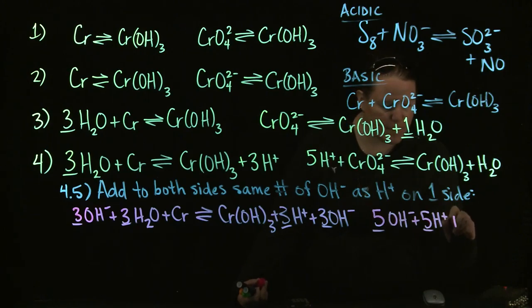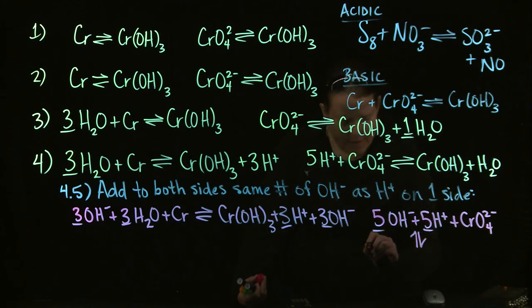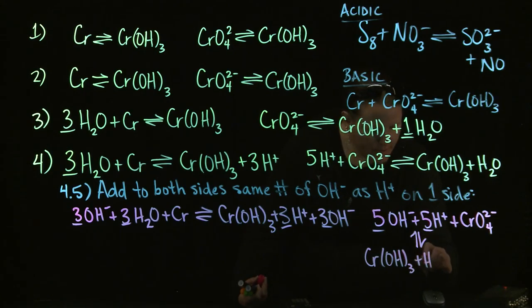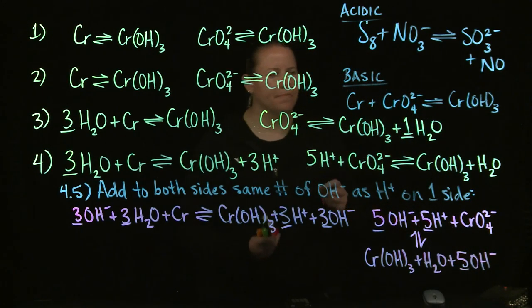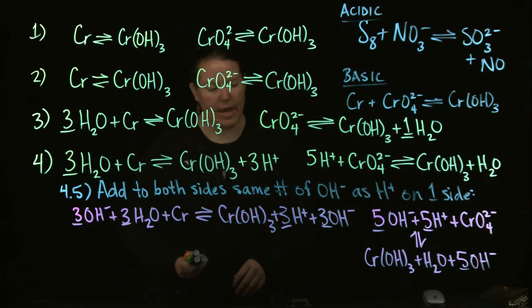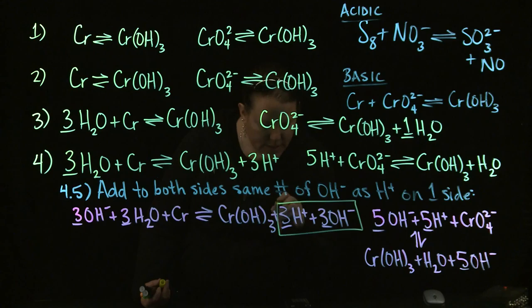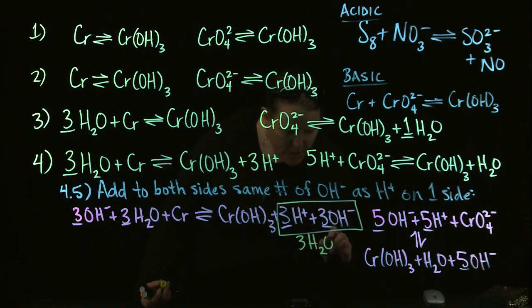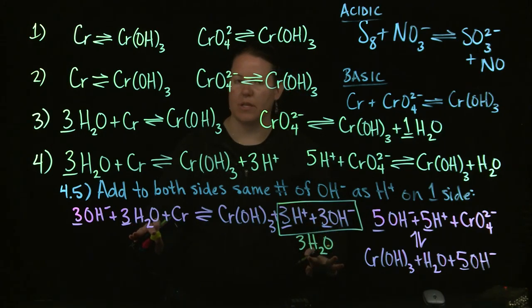This is going to be a little bit different because I'm going to have to put the arrow down. And obviously I'm going to have to erase. All right, so in terms of this, now what's happening? You do this only for basic solution. That's why we're calling it 4.5. At this point, you could add together the H pluses and the OH minuses and make those waters, right? So if I add those together, I have three waters on this side, and the three waters cancel out.